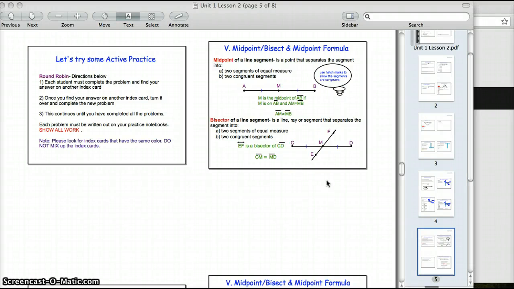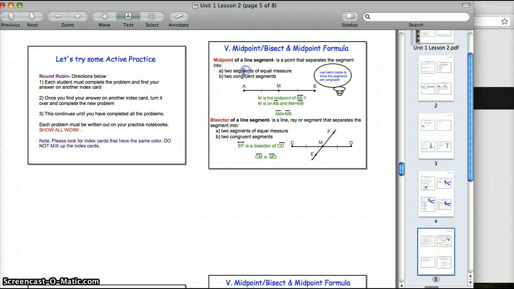Alright, so we're going to talk about midpoint and bisect and the midpoint formula. Now, the midpoint of a line segment is a point that separates the segment into two segments of equal measure. Now, this is key: the two segments of equal measures.